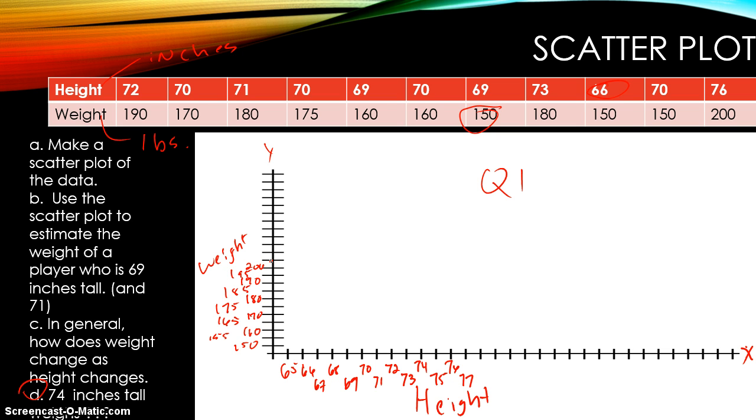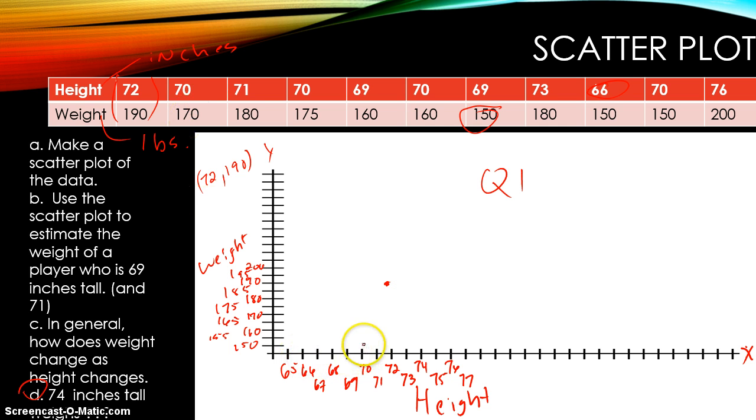So we labeled our X and Y axis, and now we're going to plot the points. We're going to pretend that our height is our X. So our X is 72, and our weight is 190. That's an ordered pair. We're going to go to 72, which is right here, and go to 190, which is somewhere right in there. We're going to do that for every one.